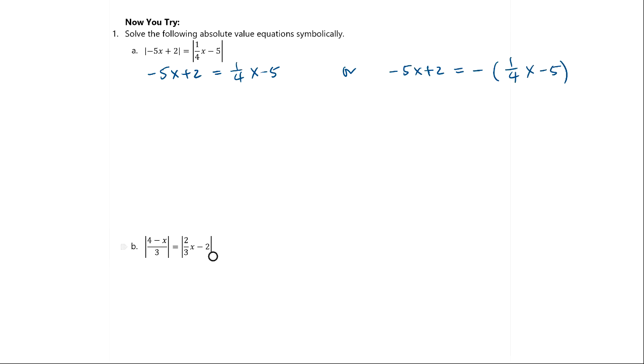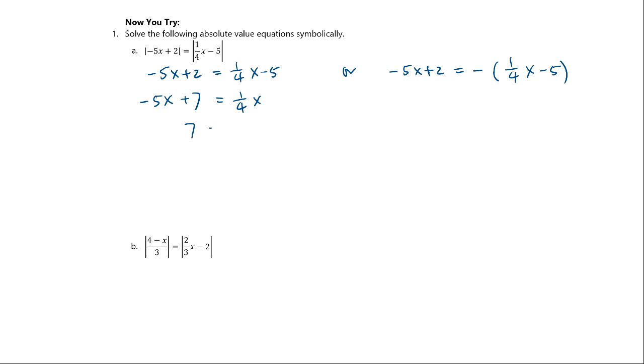So here on the left, if we look at this scenario, we get negative 5x plus 2 equals 1/4 x minus 5. What I'm going to do is go ahead and add 5 first. There are alternative ways to combine the variable terms and constant terms, but that's just the way I'm going to work with this problem. And if I add 5 on both sides, I would get negative 5x plus 7 is equal to 1/4 x. And to get all the variables together, I can add 5x on both sides.